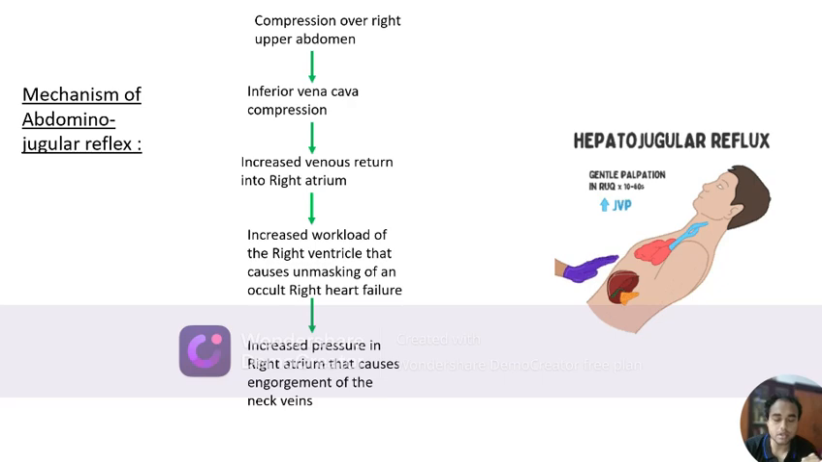Now, as the right ventricle fails due to an increased venous return and increased workload, there is elevation of pressure in the right atrium, and this causes engorgement of the neck veins, which is termed the hepatojugular or the abdominojugular reflux.